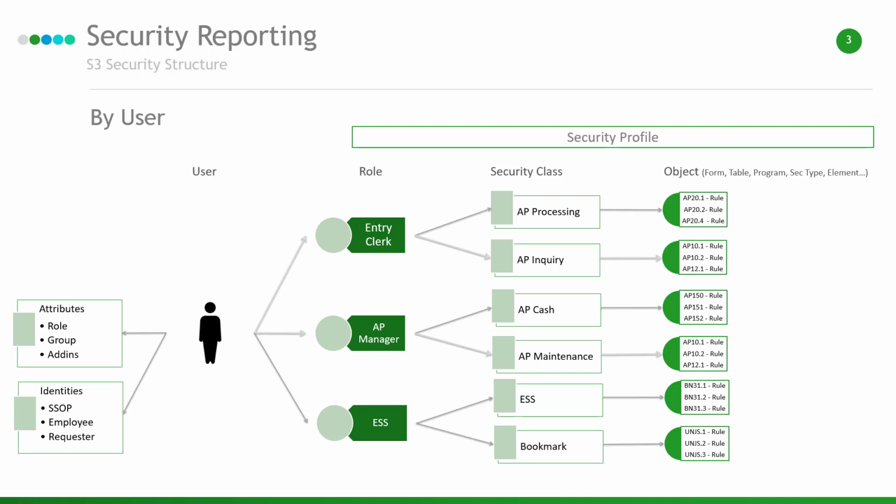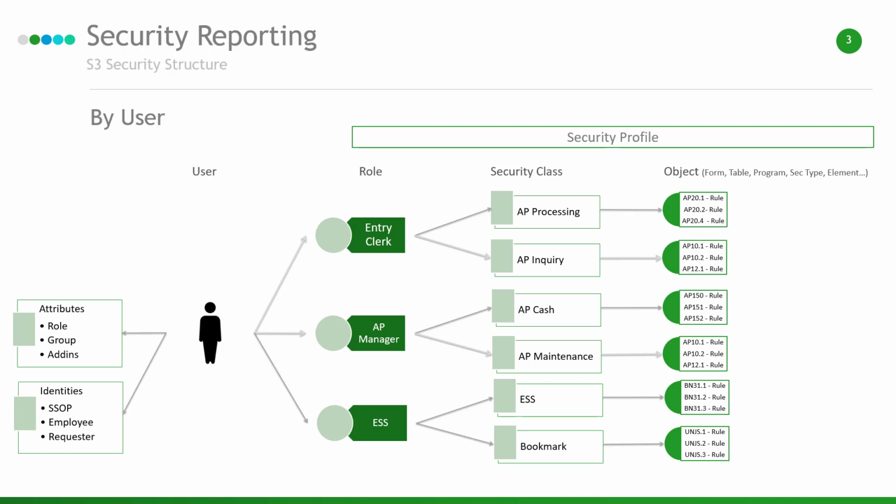So you can kind of see if I make a change down in the last column at the object level and I change the rule on something, that can move through the model and impact a number of different people. Because if I have 10 people that have access to entry clerk and I make a change to the AP processing security class, 10 people are actually going to be impacted by that.